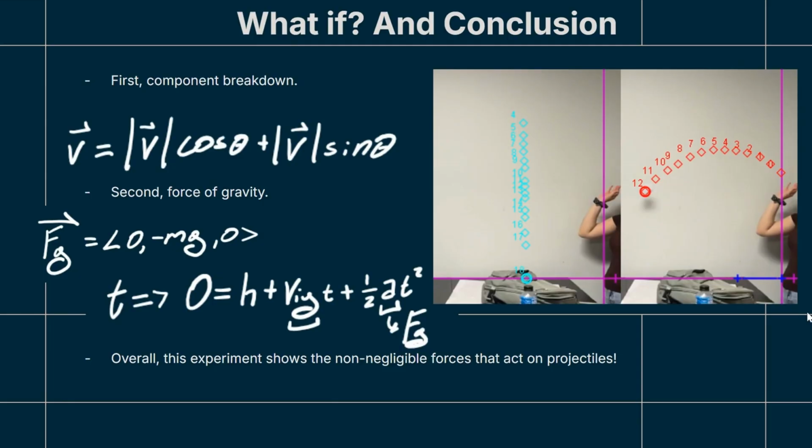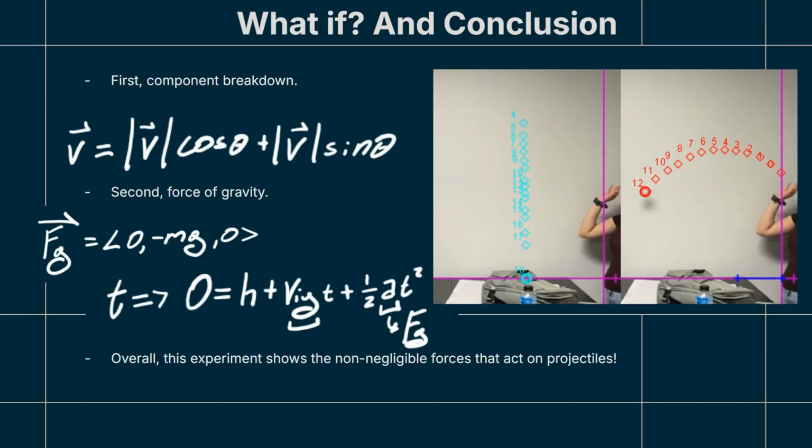Now, for our conclusion and a what if that we have, we're wondering if the object was shot directly upwards or thrown directly upwards, would that affect the time that this object is in the air? Now, first to analyze this, we have to see that the component breakdown of velocity is in the x direction of cosine and the y direction of sine. So if this was purely in sine, we know that it would travel higher than if it was being broken down with two different components, intuitively.